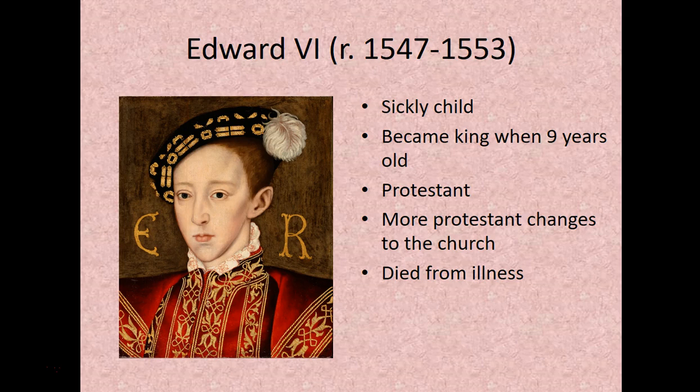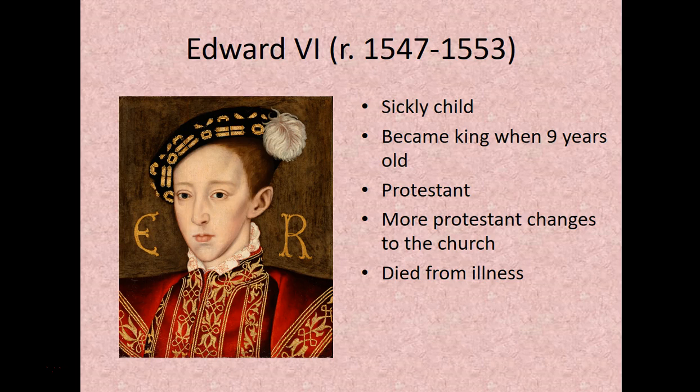Being a sickly child, Edward, not surprisingly, dies at the age of 15. But before he died, Edward obviously had some foresight, and he decided to choose who was going to be the next ruler of England. Is it going to be Mary? Is it going to be Elizabeth? It's actually going to be neither. He decides to choose his cousin, Jane Grey, so another woman.